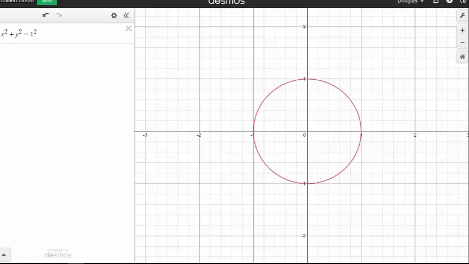Note that not only does it have a radius of 1, but when we look at this graph, it will be centered at 0. So once again, the unit circle will always have its center at 0.